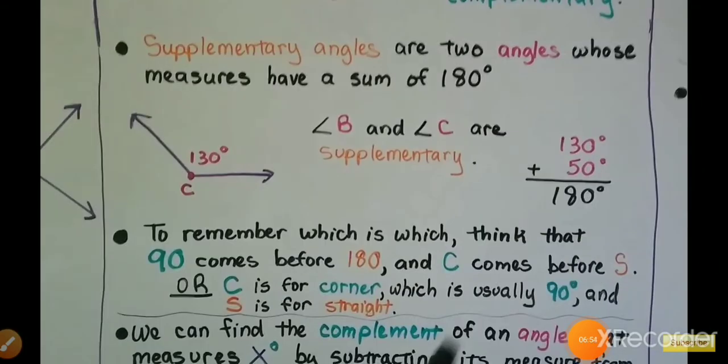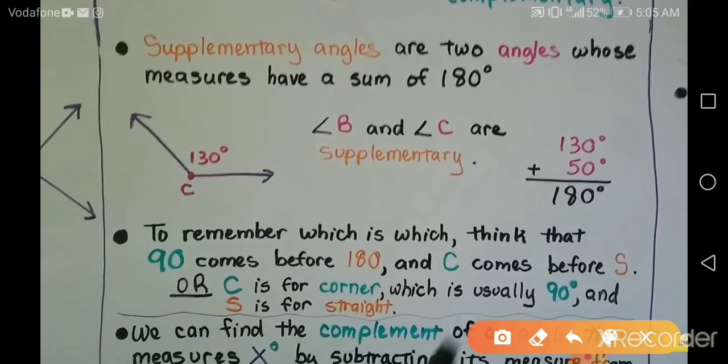Okay, dear students, to remember which is which, think that 90 comes before 180 and C comes before the letter S. It's a trick to help you study this. Or much easier, C is for corner, which is usually 90 degrees, and S is for straight, which is 180 degrees.